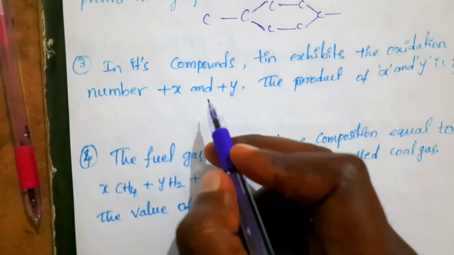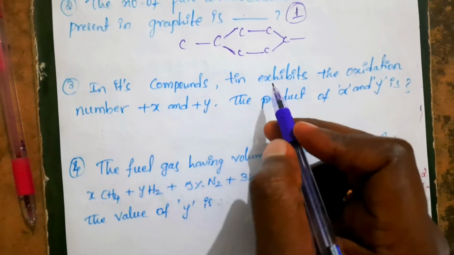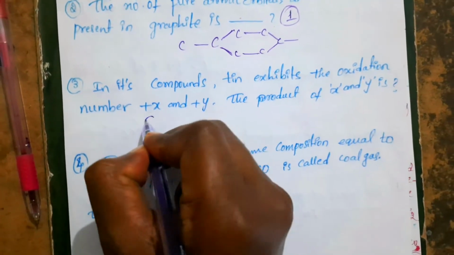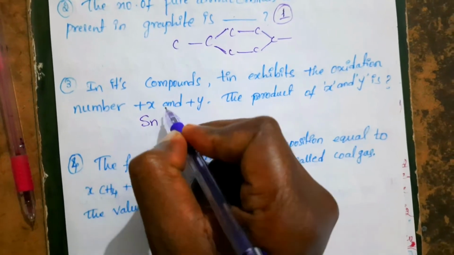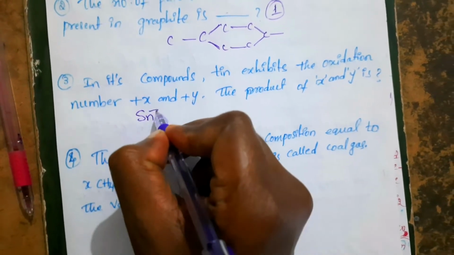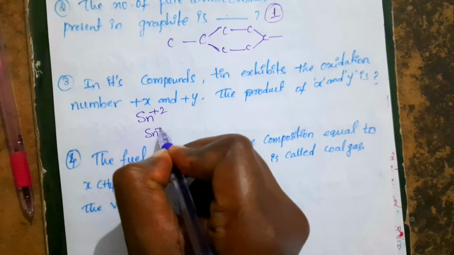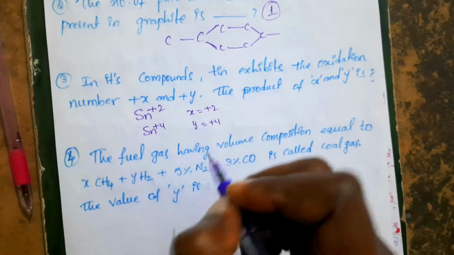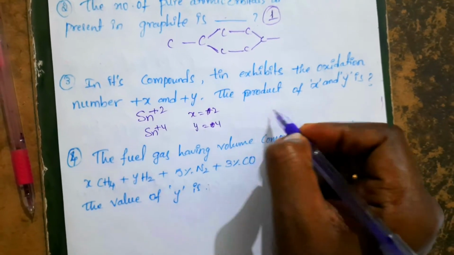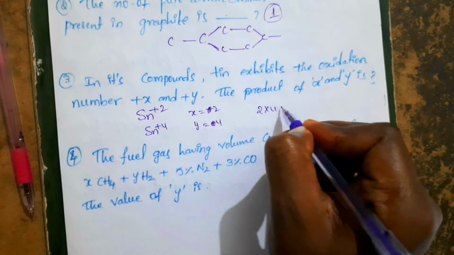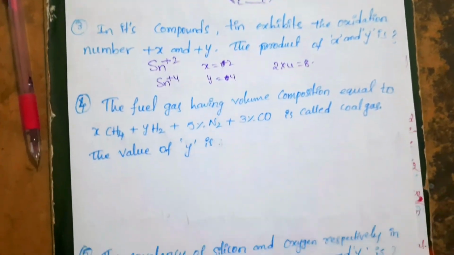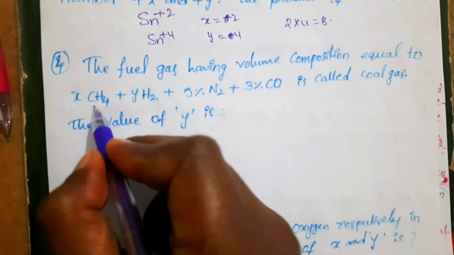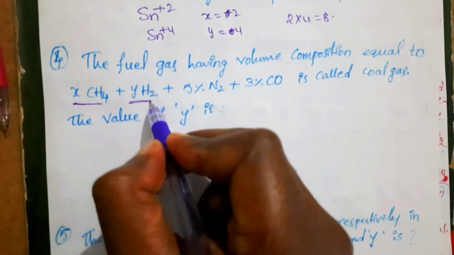Next, question number 3. In its compounds, tin exhibits the oxidation numbers +X and +Y. Tin can exhibit +2 as well as +4. X is equal to +2 and Y is equal to +4. The product of X and Y they are asking. 2 into 4, that is 8.